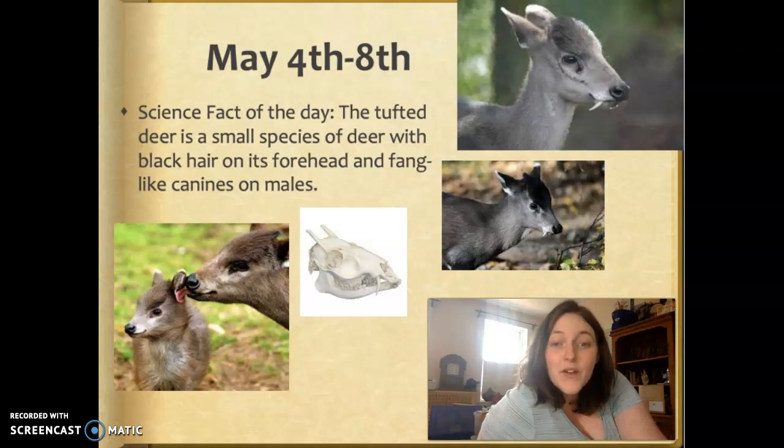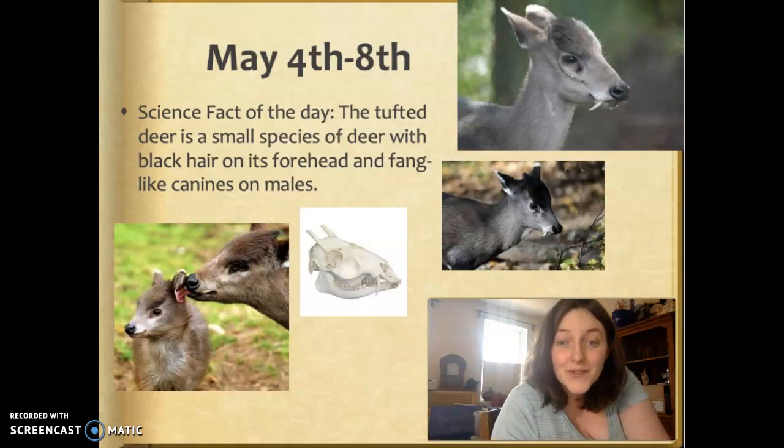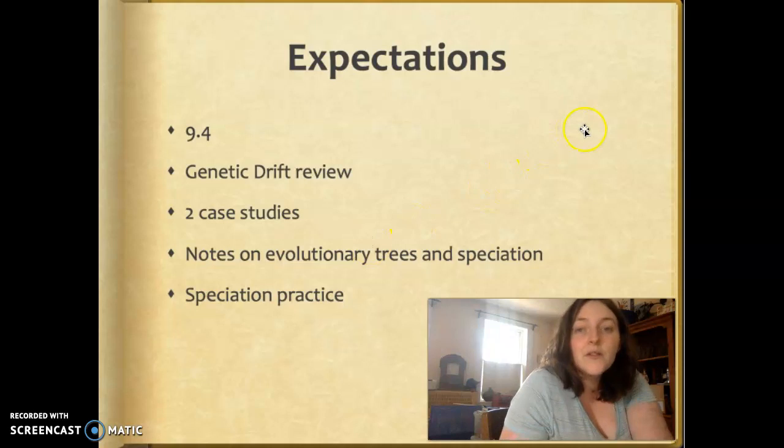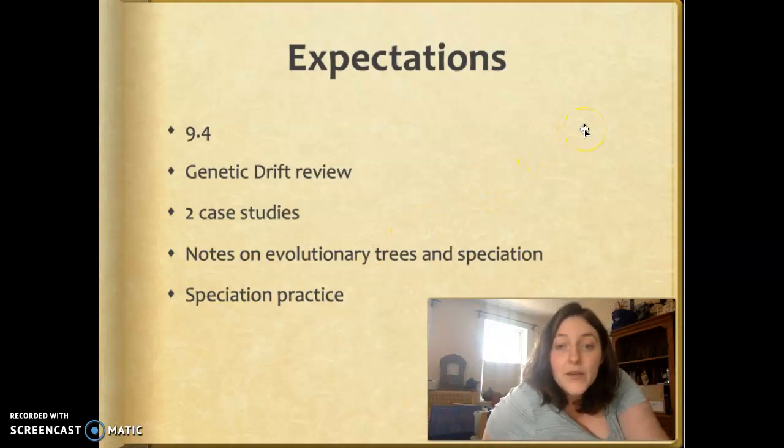And now we're going to move on to our expectations for this week. So, they're pretty straightforward this week. We are going to wrap up genetic drift and move on to speciation. So, first things first, I want you to read 9.4 of your textbook. That will help you get prepared for what we're going to be talking about later.